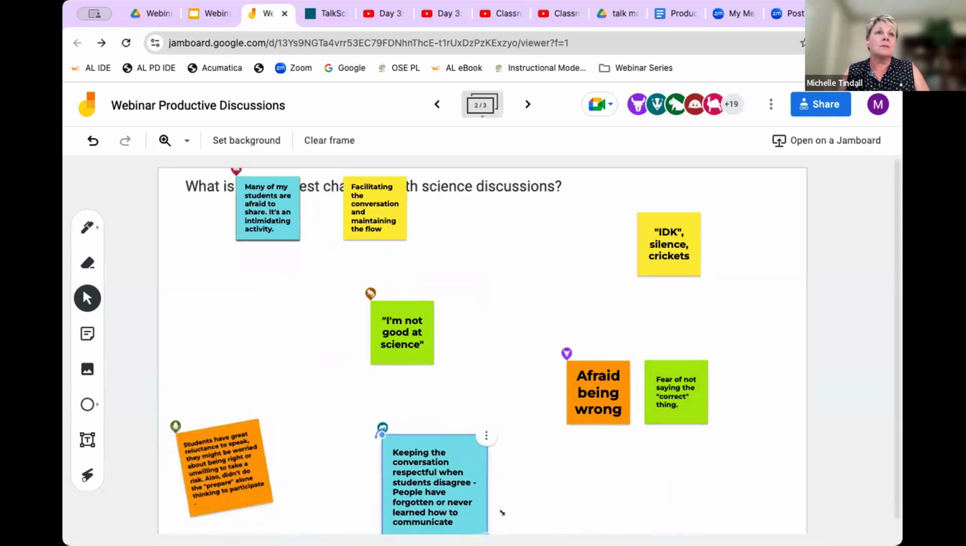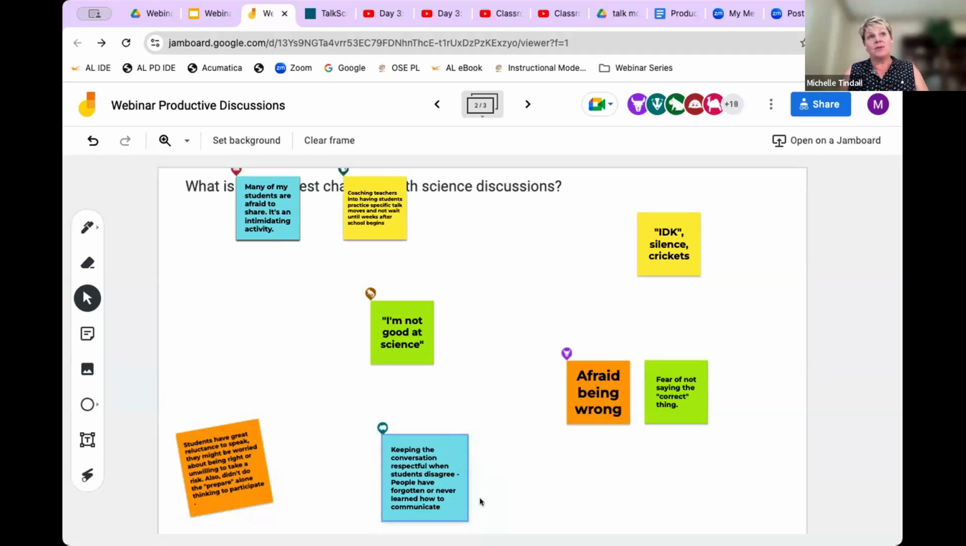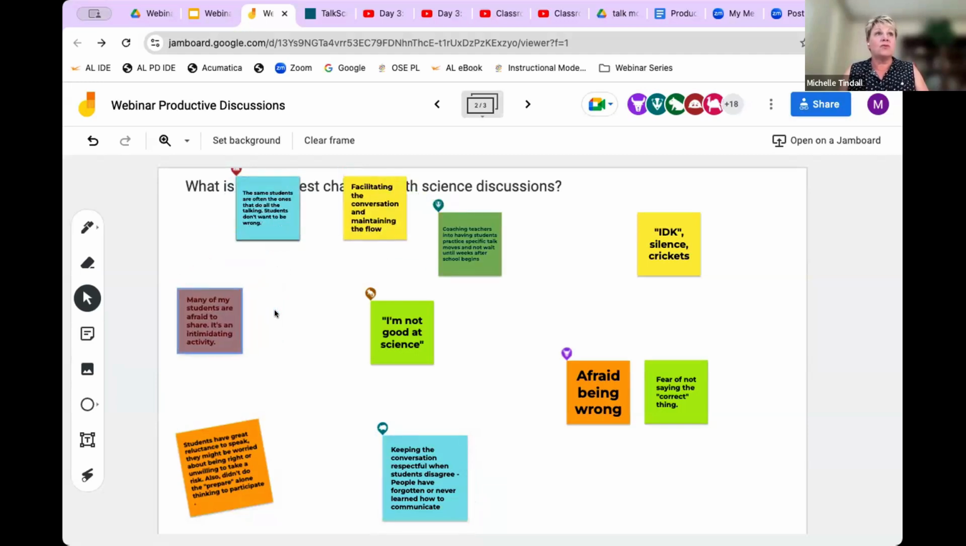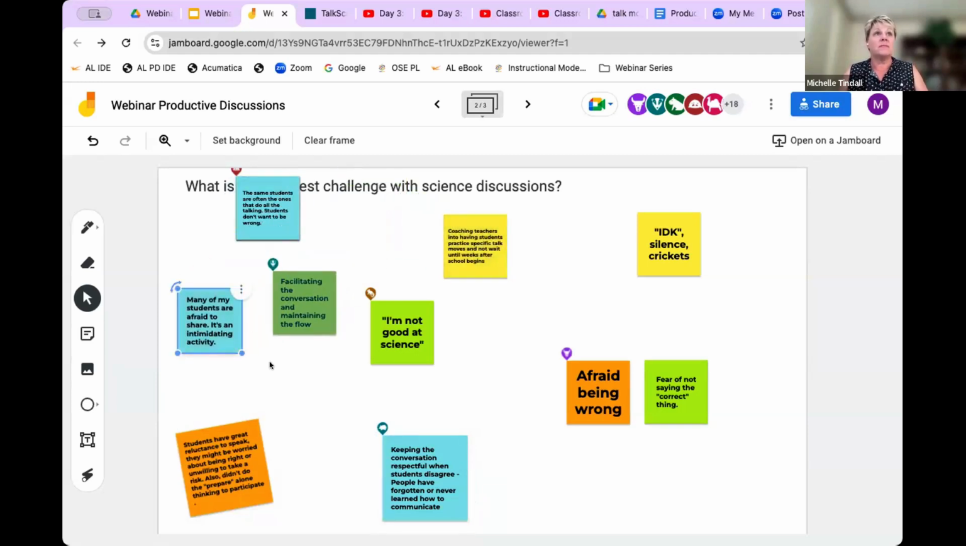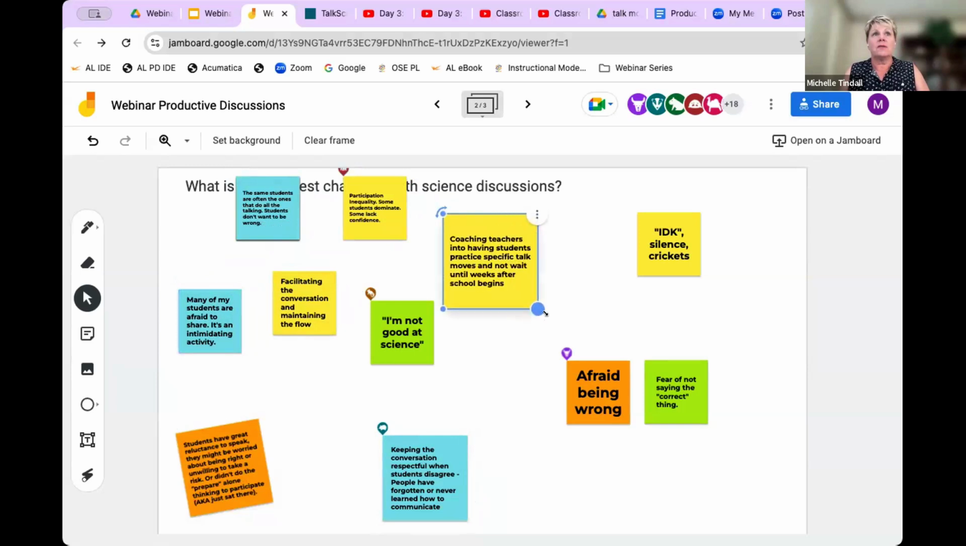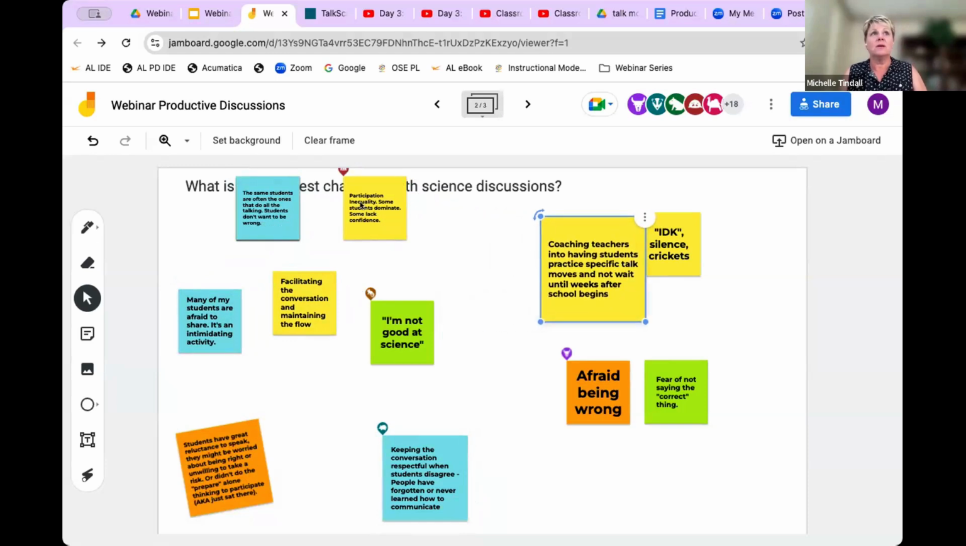Some of the challenges: keeping the conversation respectful when students disagree, right? And that's something that we have to help our students with as we're entering into discussions. Students are afraid to share, and it's intimidating for them. Good. Facilitating the conversation. So I'm guessing that's the teacher role, facilitating the conversation and keeping a flow. We've got another one: coaching teachers into having students practice specific talk moves and not wait until weeks after school begins. Great.